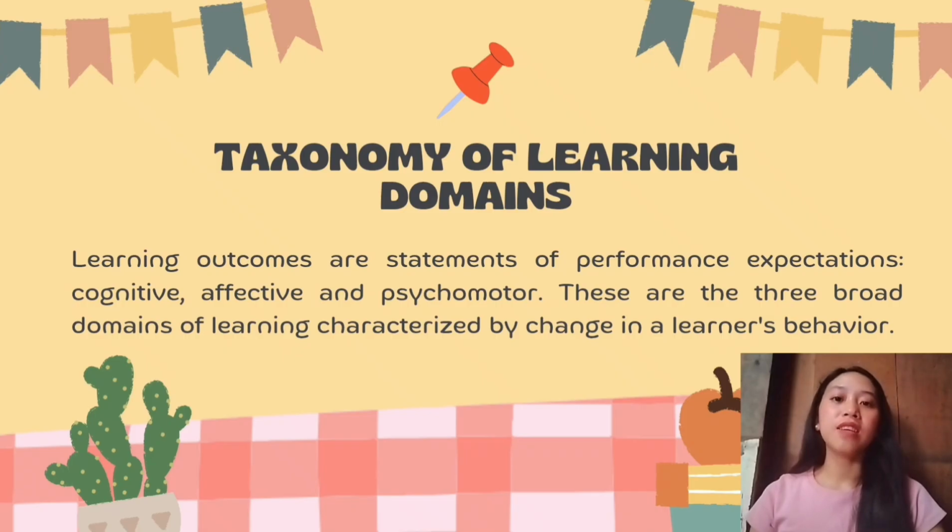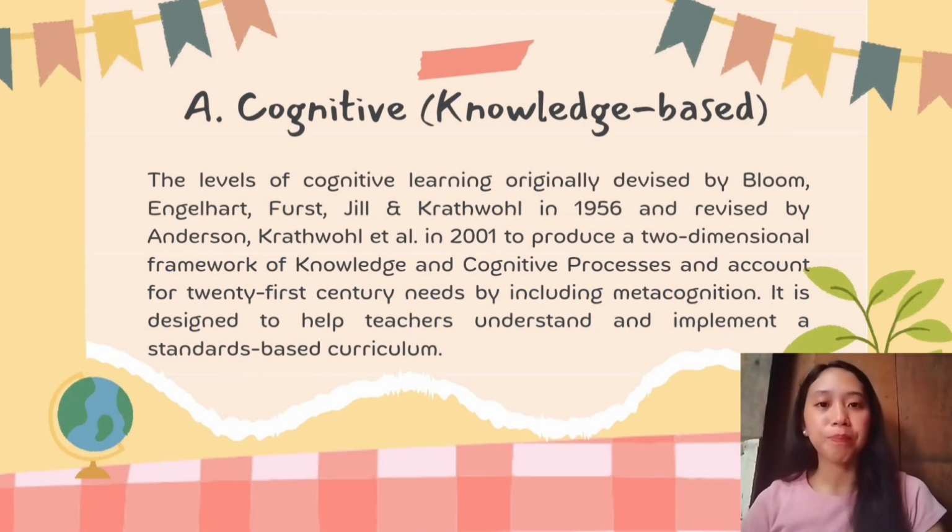Now, let us proceed to the taxonomy of learning domains. So learning outcomes are statements of performance expectations, like cognitive, affective, and psychomotor. These are the 3 broad domains of learning characterized by change in a learner's behavior. So first is the cognitive domain. The cognitive domain involves the development of knowledge and intellectual skills. It answers the question, what do I want learners to know?